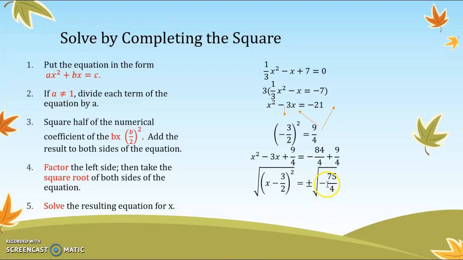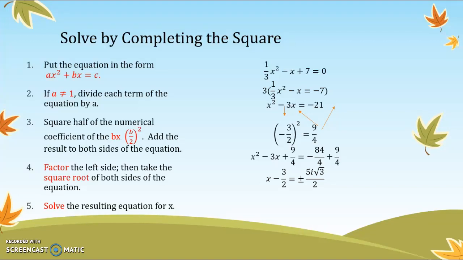Notice I have a negative inside my square root, so I can not only eliminate my square root and my square, but my negative can come to the outside to give me plus or minus i square root 75/4, which we now will focus on simplifying that portion. 75 is the same as 25 times 3. So I can take the square root of 25 and I can take the square root of 4, giving me 5i square root 3 over 2.